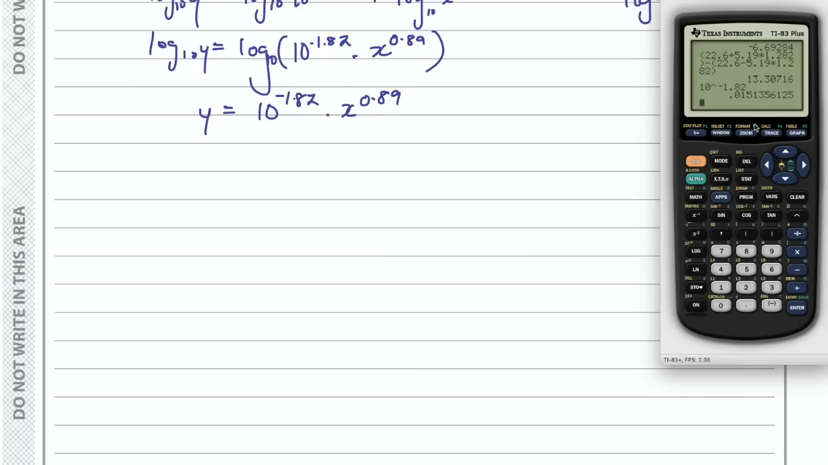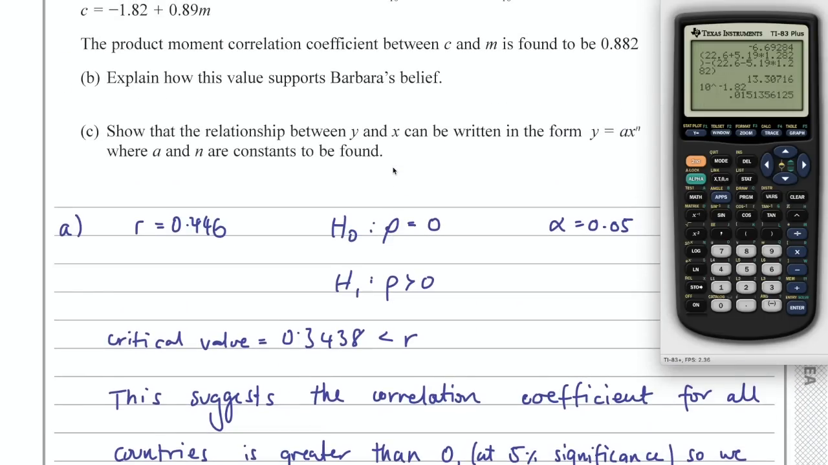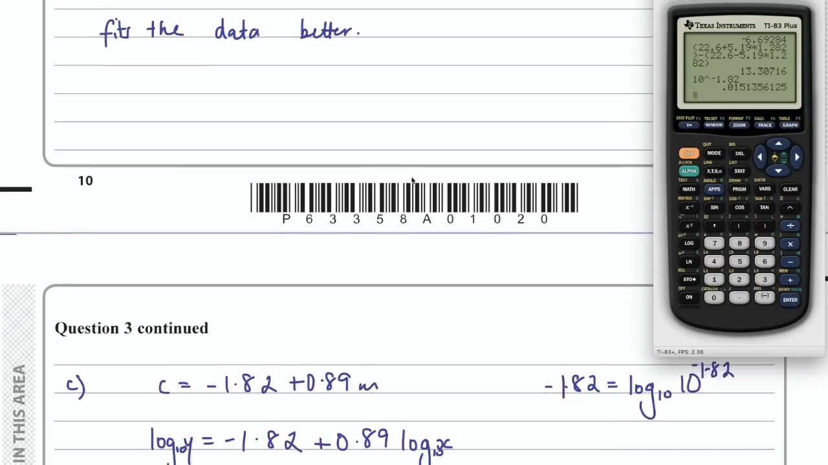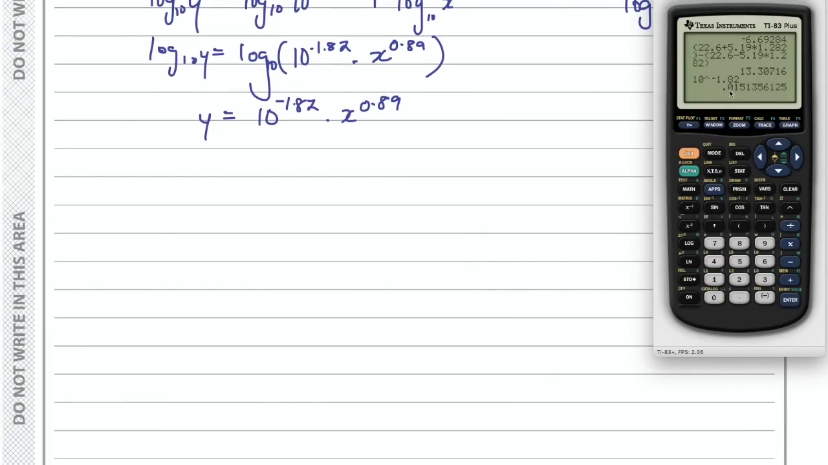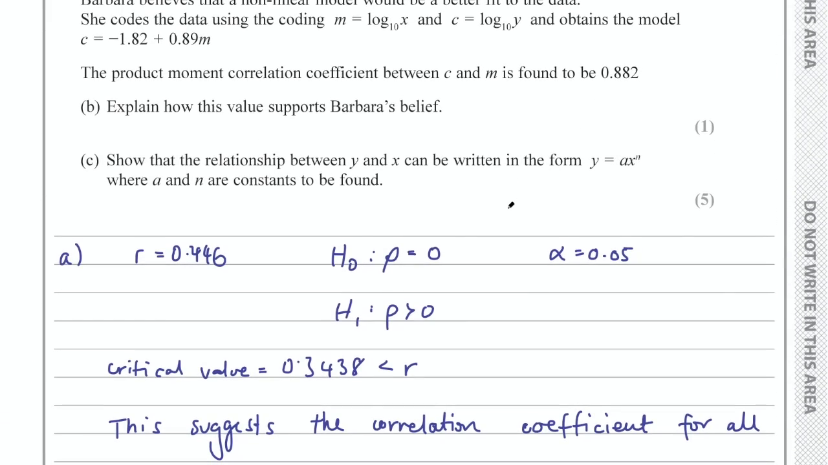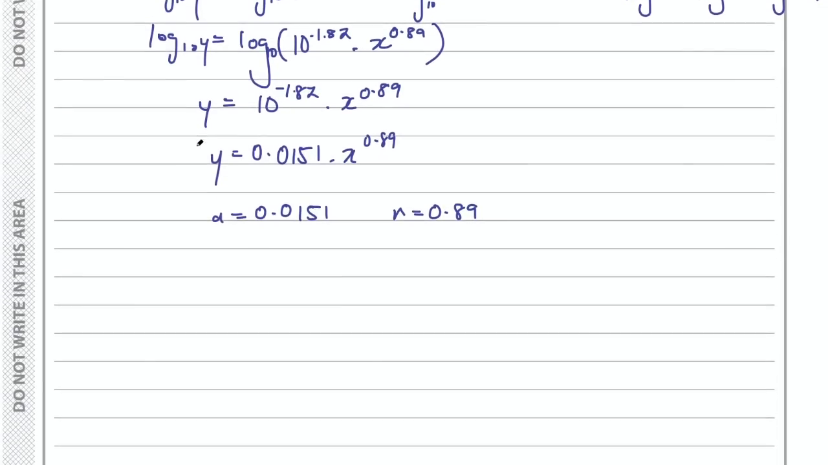0.015 and so on. Now, sorry, just checking the question again. It doesn't say at what accuracy to give a. It just says it's a constant, so we could round that off to 3 significant figures. So this would be 0.0151. So we could write this then as y equal to 0.0151 multiplied by x to the power of 0.89, and therefore a is equal to 0.0151 and n is equal to 0.89. So that would be my final answer there for part C. Again, a equal to 0.0151 and n equal to 0.89.